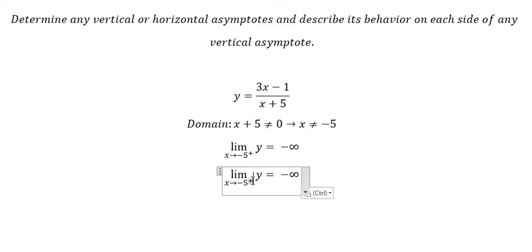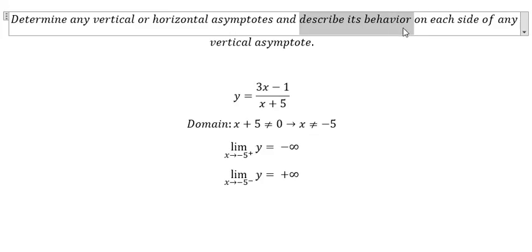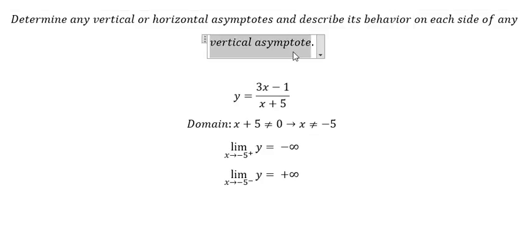So when s approaches negative 5 on the left, the numerator is still negative 16, but the denominator goes to 0 and is still negative. So negative divided by negative gives positive. Negative 16 divided by 0 from the negative side, you get positive infinity. And we just finished describing the behavior near the vertical asymptote.